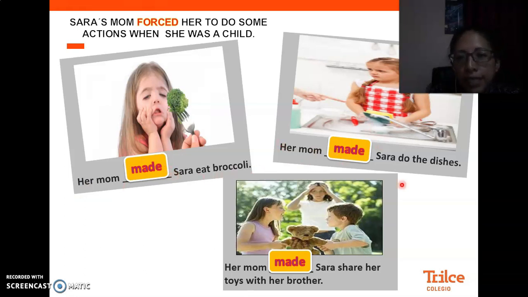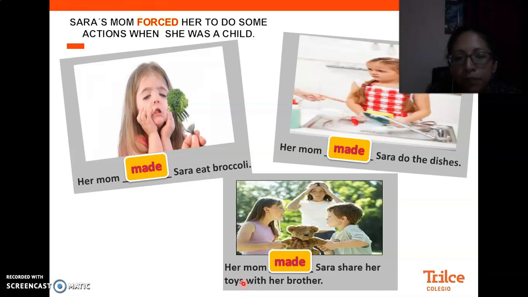Her mom made Sarah do the dishes. Her mom made Sarah share her toys with her brother. Yes? You see her face? She didn't like to eat broccoli, but her mom forced her to eat broccoli. Next picture. She didn't like to wash the dishes, that's for sure, but her mom made her do the dishes.